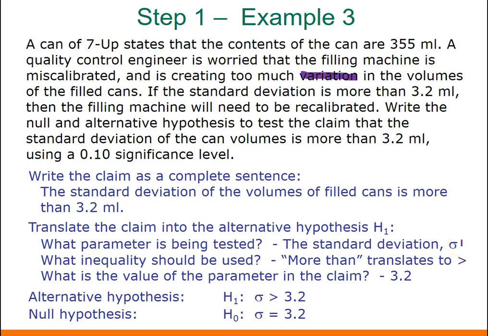What inequality are we using? Where it says more than here, more than is going to translate to a greater than. And the value of the parameter in the claim is the 3.2 milliliters. So our alternative hypothesis is that sigma is greater than 3.2. Then our null hypothesis, we're just replacing the greater than with an equal sign. So our null hypothesis is that sigma is equal to 3.2.